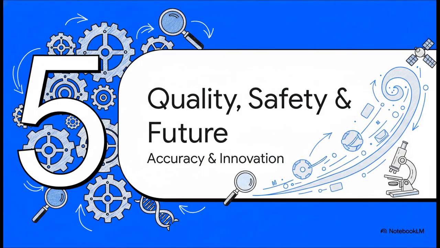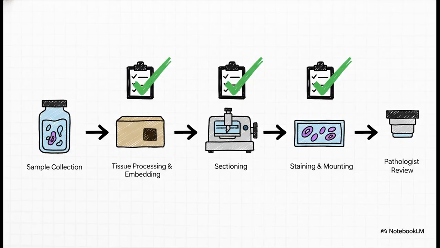Okay, finally, let's talk about the principles that hold this entire process together: quality and safety. And after that, we'll take a quick peek at where this incredible field is heading. Look, this is probably the most important thing to remember. Quality control isn't just one step at the end. It is a system of checks and balances at every single stage. From making sure the patient's name is right on the sample jar, all the way to the final slide, preventing errors is our number one job.